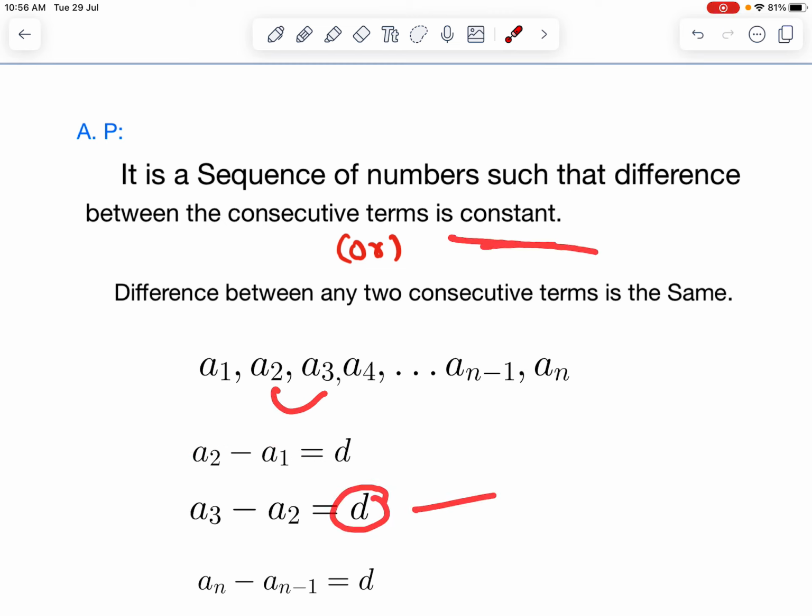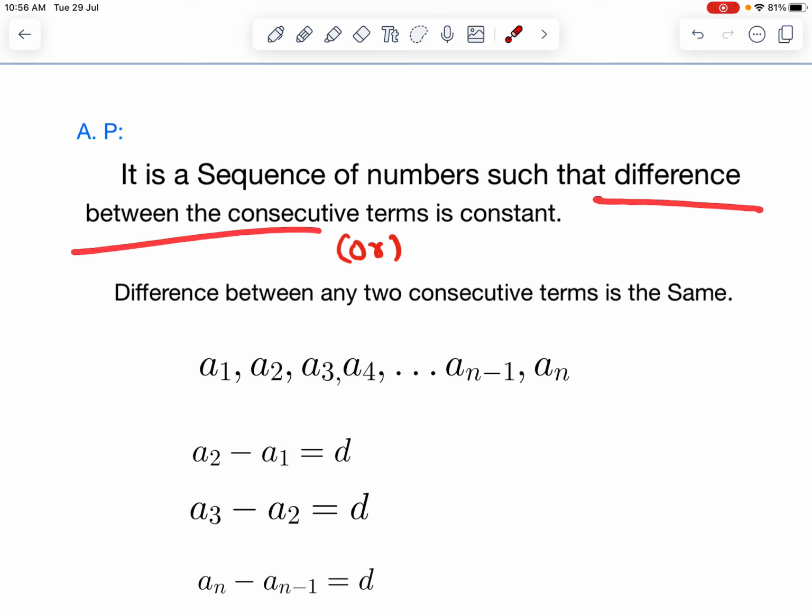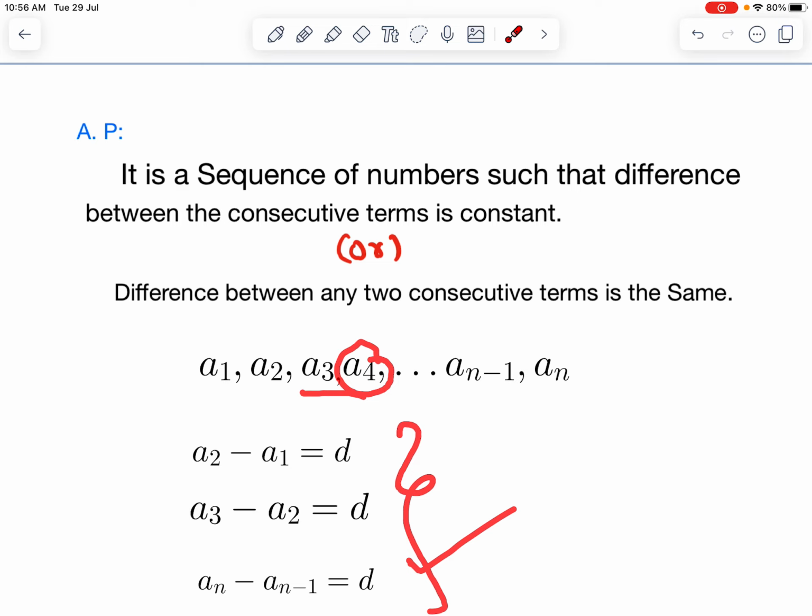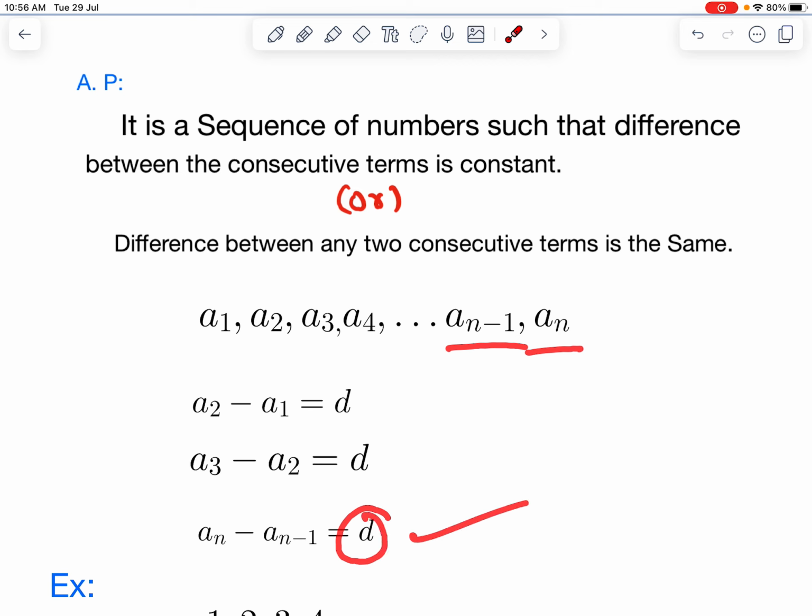This is a constant. Okay, the difference A2 minus A1 is equal to D. A3 minus A2 is equal to D. A4 minus A3 is equal to constant D. These are the same. Okay, and An minus An minus 1 is equal to constant D. And another example, the difference between any two consecutive terms is the same.